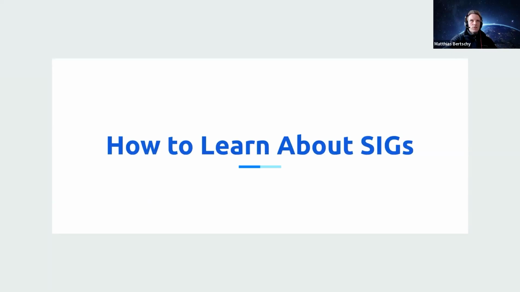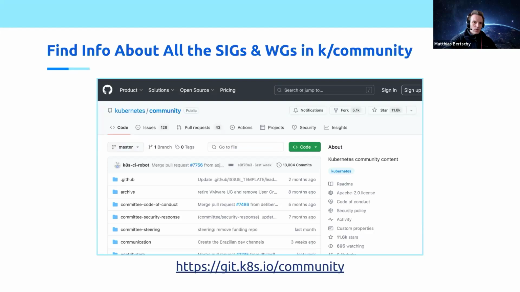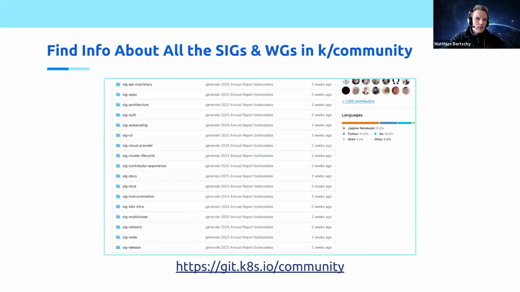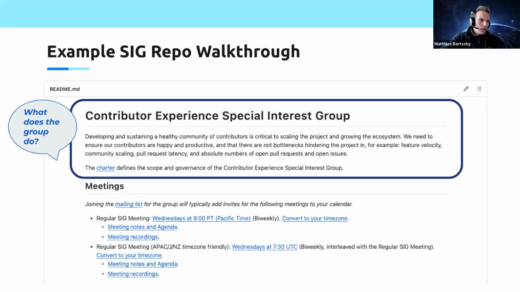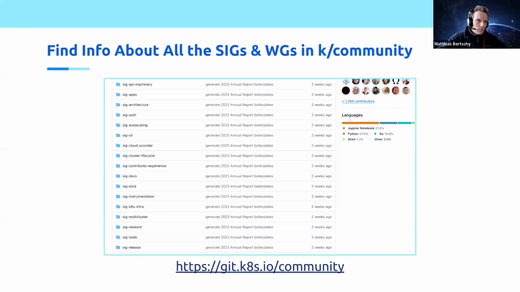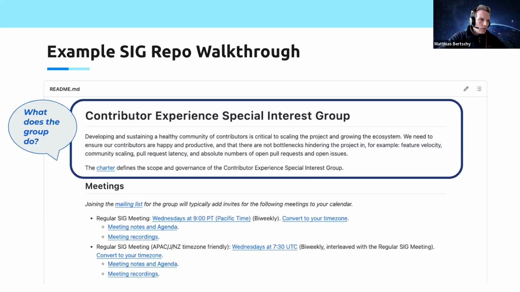So how to find which SIG suits you? Go to the Kubernetes/community repo on GitHub. In there, each SIG and working group has its own folder. And when you click on one folder, you will see the README inside.